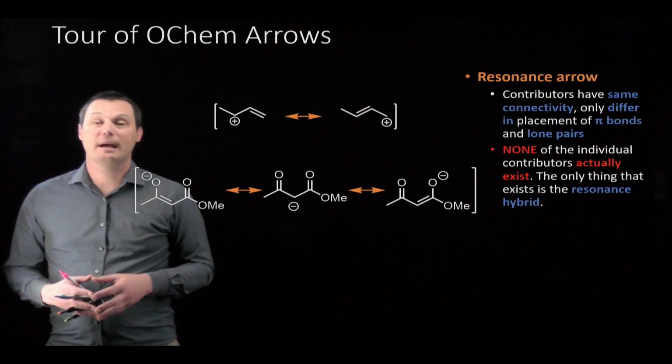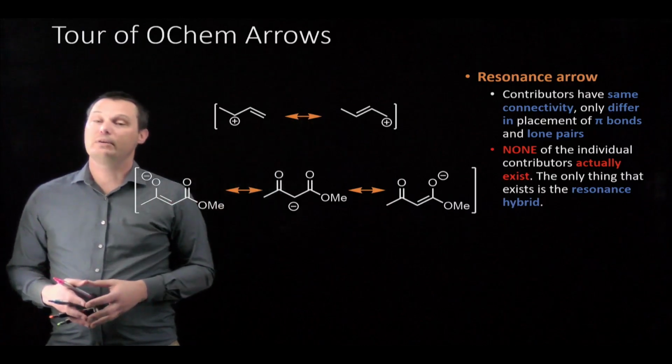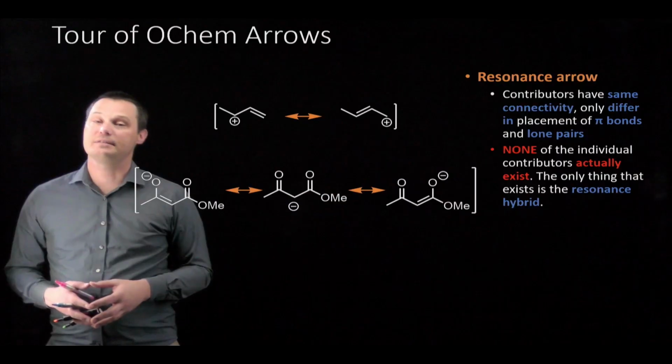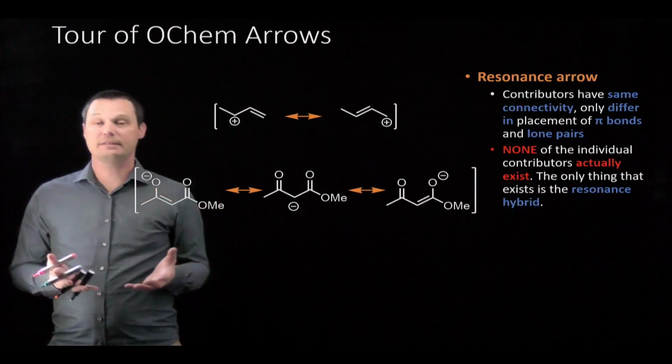The resonance arrow cannot be used interchangeably with the equilibrium arrows. Let me also take this time to remind you that the individual molecules within a resonance series do not actually exist. None of the individual contributors in a resonance series actually exist. The only thing that exists is the resonance hybrid.